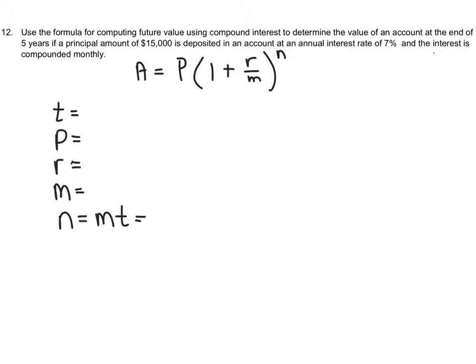If we look at our problem, we see that T, which is time, is 5 years. So T is going to equal 5. P is the principal amount, which is the initial amount invested, which is $15,000. R is the interest rate, which is 7%. But remember, in order to put that into my formula, I need to convert it into a decimal, so I'm going to divide 7 by 100 to give me a decimal of 0.07.